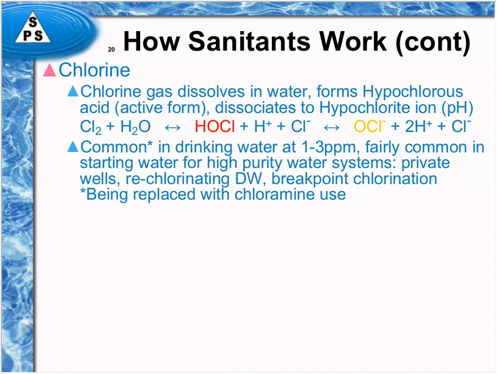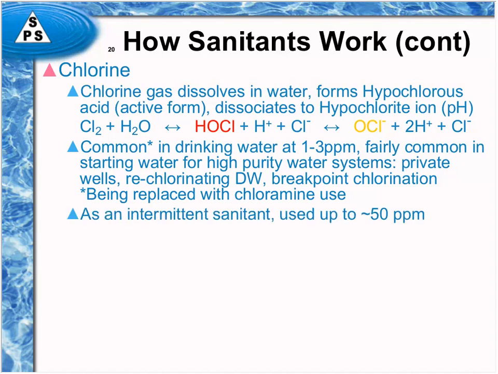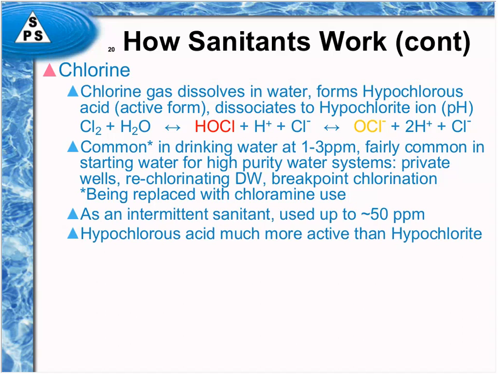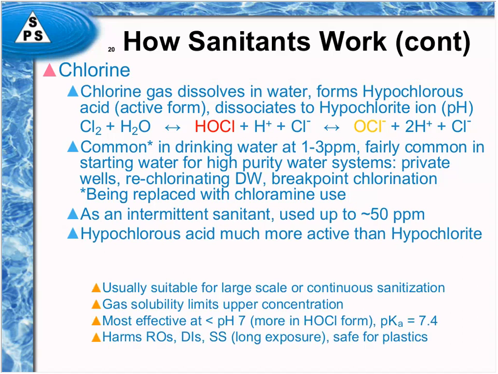Right now, chlorine is being replaced in a lot of parts of the country with chloramine, and chloramines have particular challenges relative to their removal from the water. I don't have them listed here, but they're less aggressive than the chlorine itself. When it's used as an intermittent sanitant, it's used up to 50 ppm levels, and that's limited really only by its solubility in water. And as we saw on the table, the hypochlorous acid form is much more active than the hypochlorite.